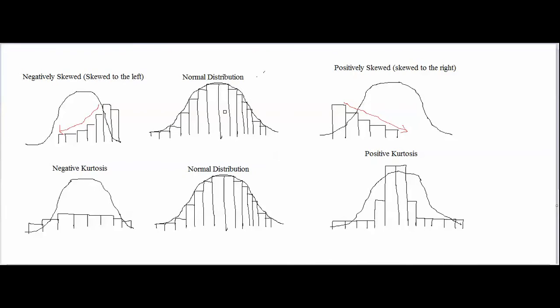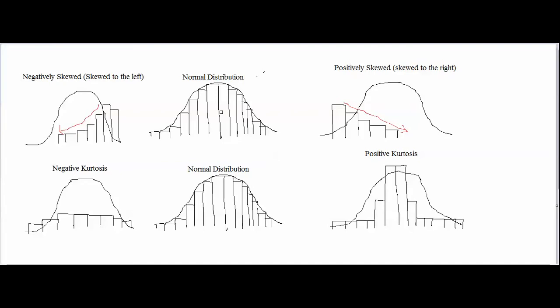Let's go back to this slide again. The reason why I put the normal distribution in between the negative skewness and the positive skewness, and in between the negative and positive kurtosis, is because a normal distribution is halfway between a negative skewness and a positive skewness, and it's halfway between a negative kurtosis and a positive kurtosis. Because here we have a peak at the right end, here we have a peak in the middle, and here we have a peak at the left end, and here we have a peak that's low, here we have a peak that's high, and here we have a peak that's somewhere in the middle.